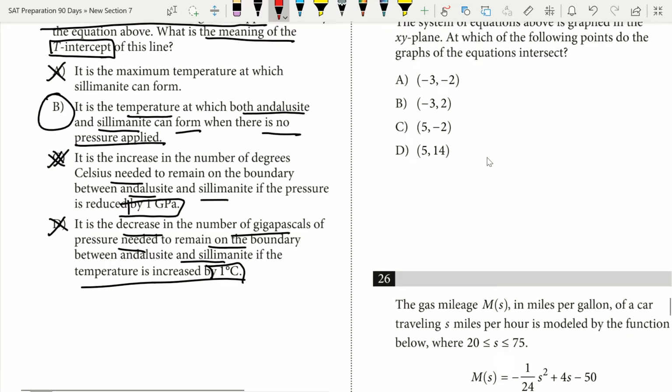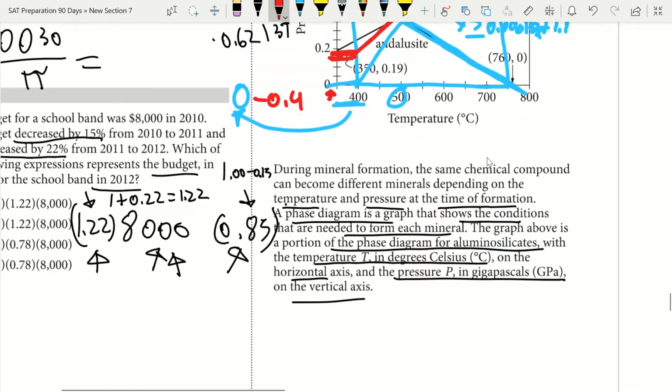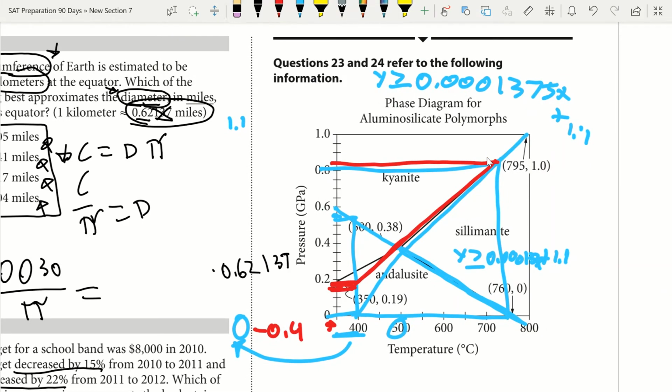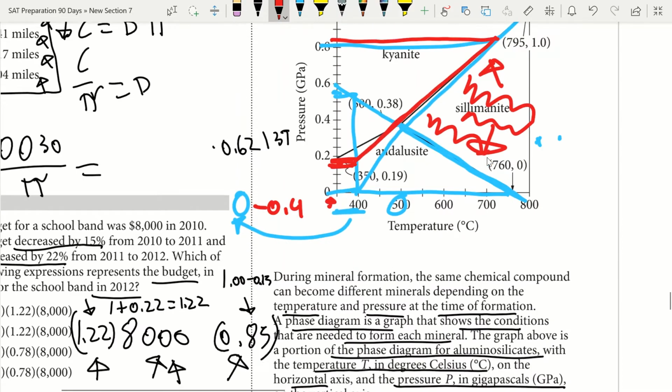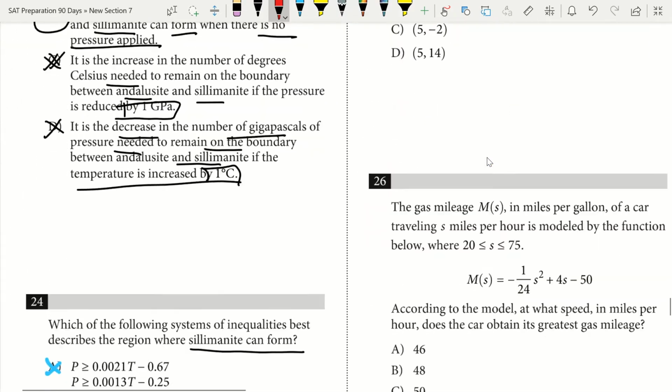I'll scroll back up and show you. Okay, we know in order to be in this region, I'm going to erase some of this, we knew we had to be greater than this line right here. We had to be greater than that to be in this region, but we had to be less than this line up here to be in this region. So it was really understanding that. Once you got that, you were all good to go.